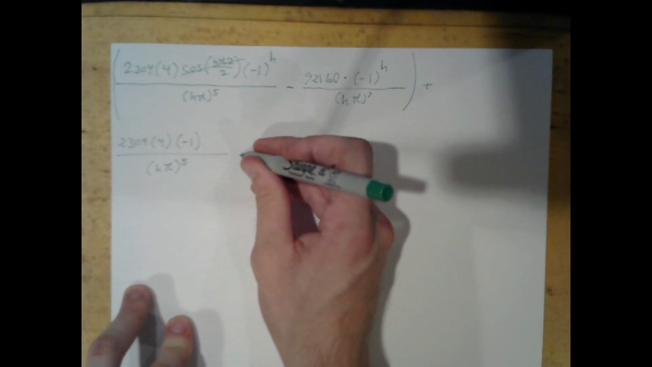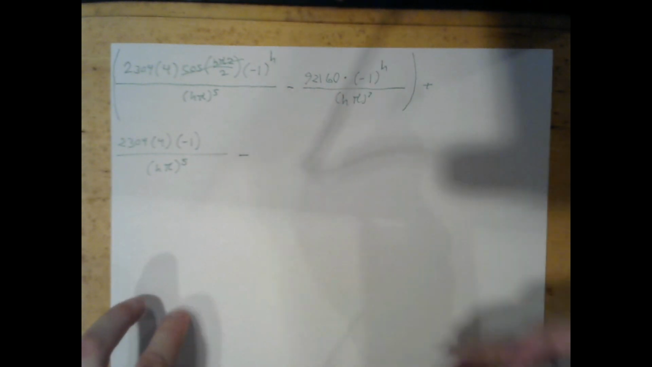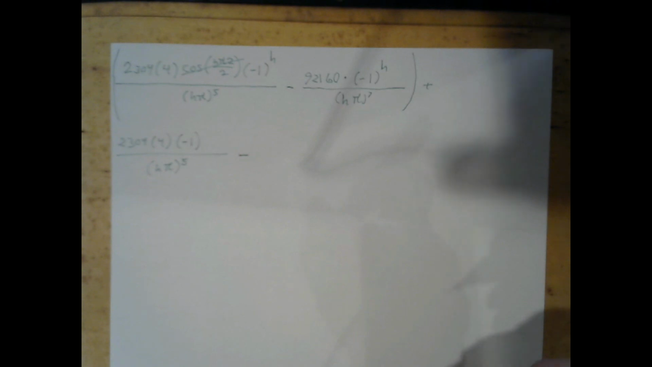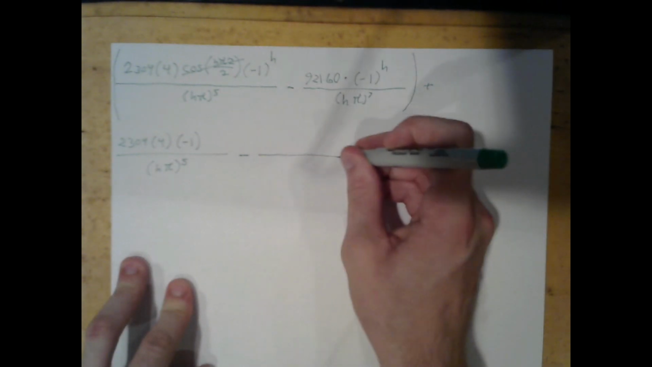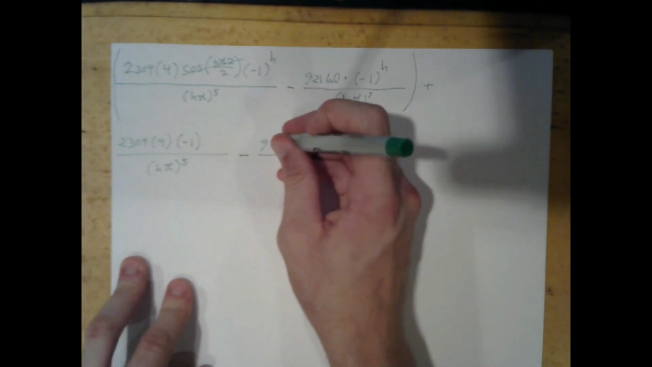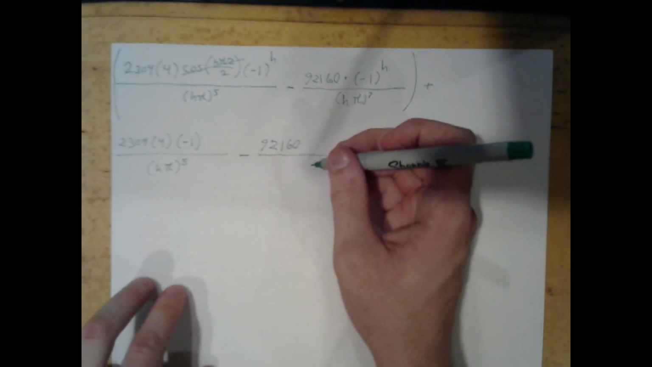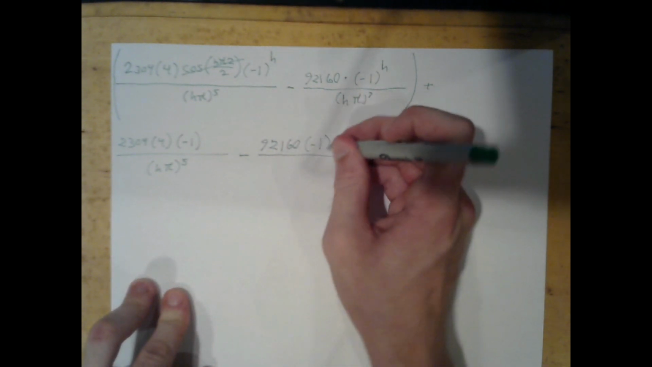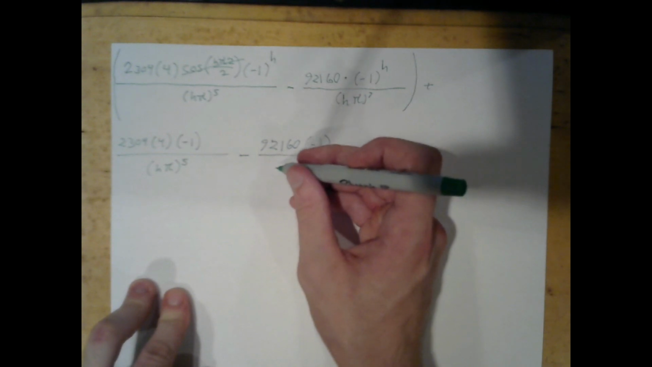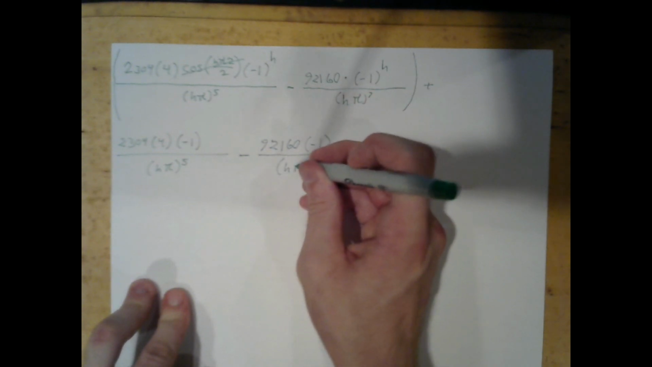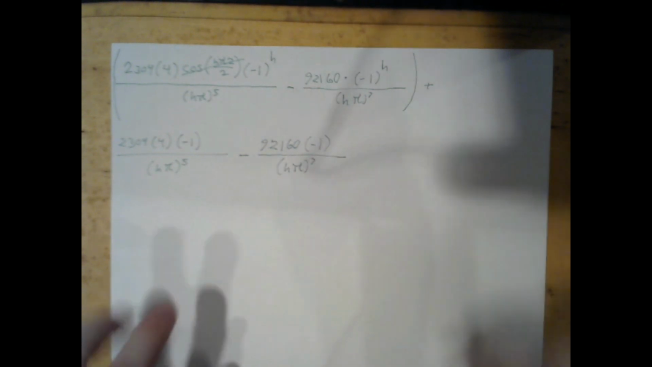And then we're going to subtract, and I guess you could change this to be adding if you pull out the -1, but let's just leave it like this for simplicity. Okay, we're going to subtract 92160, and again, this cosine is just going to be -1, and that's what I was saying you could pull out, but let's just leave it like this, h pi to the 7th.